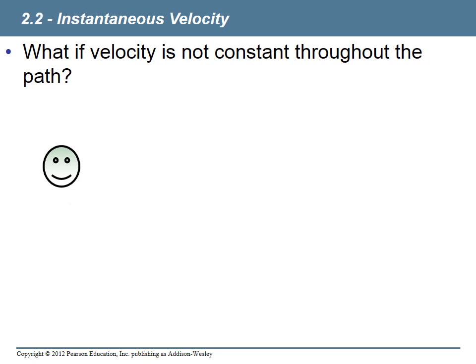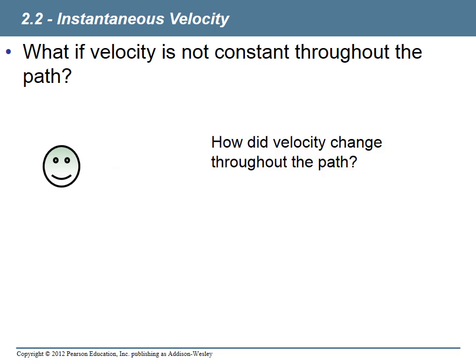So now let's talk about instantaneous velocity. If the velocity is not constant throughout the path, then it's changing throughout the path, right? Like this. The smiley face is going along. Here it stops for a second, and then it keeps moving along, and then it stops for another second. So how did the velocity change throughout the path?